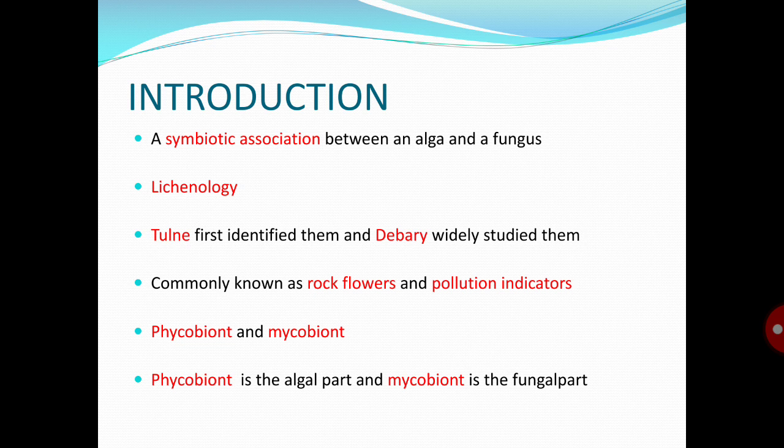This type of relation is called symbiotic association or mutualism, or also called helotism. Helotism means a master and a slave relation. In this relation, fungi is considered a master and the algae is considered a slave.